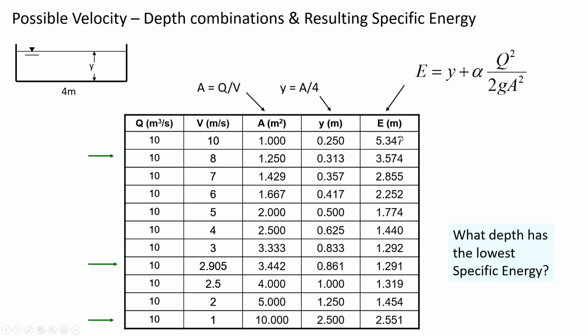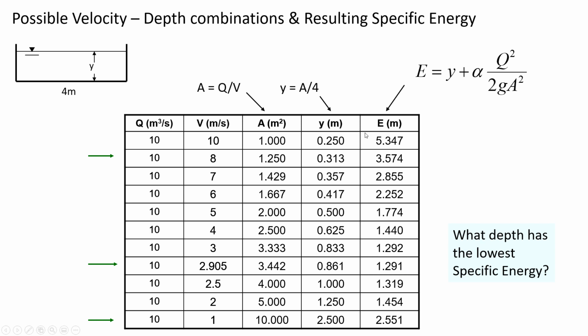Typically, if we had more time, I'd have you calculate the area, depth, and specific energy for these ones with the green arrow, just so that you get the practice of how to calculate the specific energy. But the broader fundamental point is that there happens to be some depth that minimizes the specific energy. So look, this is the lowest E.